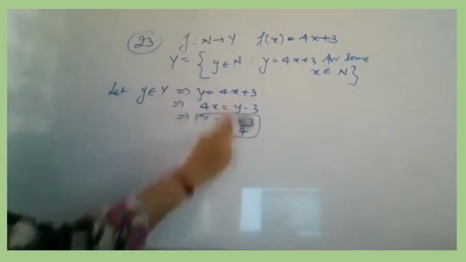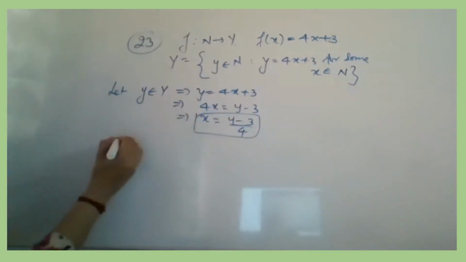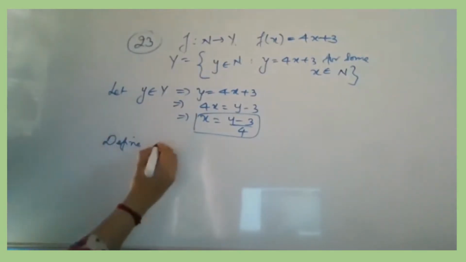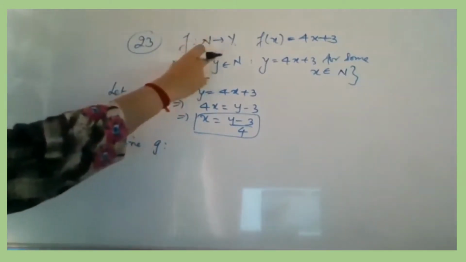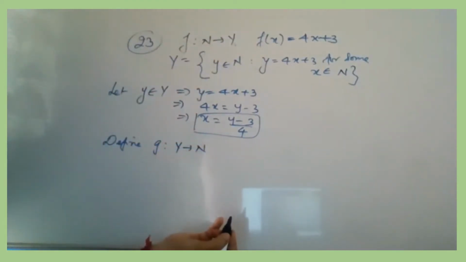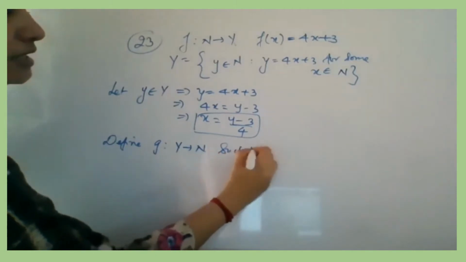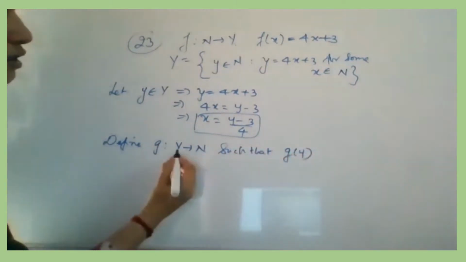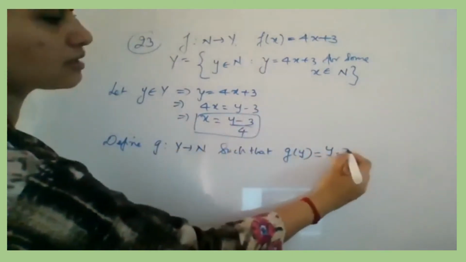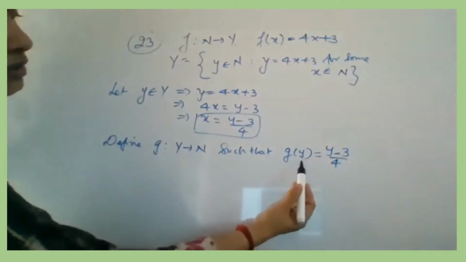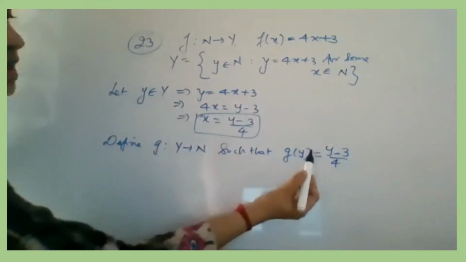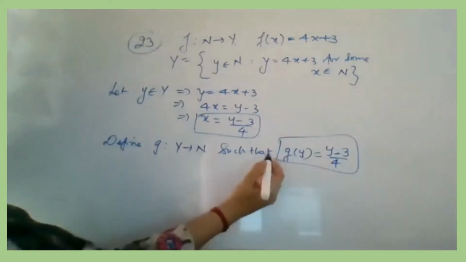So once you get this, that is your onto process. After this, what do you have to do? We will define the function. In order to do that composition, we need a function. So we will define g. Where will it go from and to? It will be in the opposite direction: Y to N. Let g be a function from Y to N, such that how is it defined? In place of x, we put g of y. G of y is this, y minus 3 by 4. So this will be your new function's definition. One is already given, the other one we have taken using the onto concept.